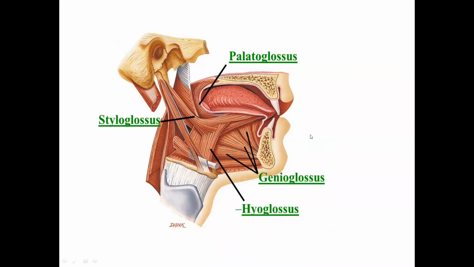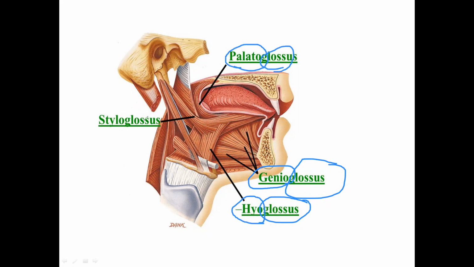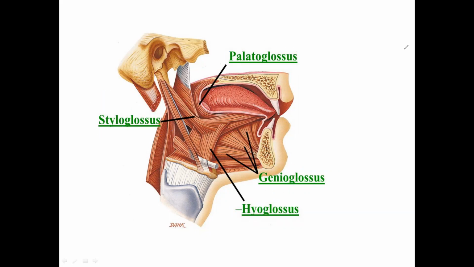The extrinsic muscles of the tongue are styloglossus, hyoglossus, genioglossus and palatoglossus. You remember this word, glossus, tongue. Genio means genial tubercle. Hyo means hyoid bone. Palato means with palate. Stylo means with styloid process. So these are attachments with the bone. Based upon those attachments, they are given some names. Palatoglossus, common sense, attaching to the palate. Styloglossus, common sense, attaching to the styloid process.